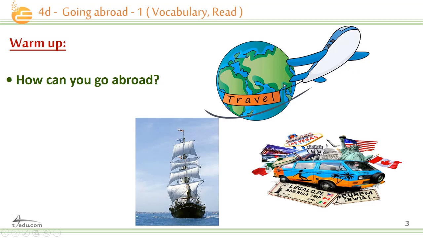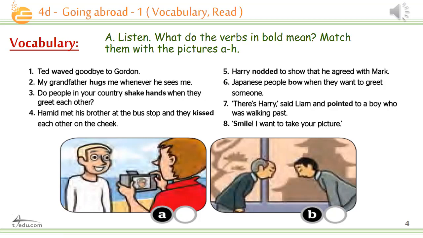So we go by planes, we go by cars, we go by ships, okay? We can also go by trains. We have fast trains, like the ones they cruise through in Europe, okay? Very good. Okay. Now, we are going to listen.